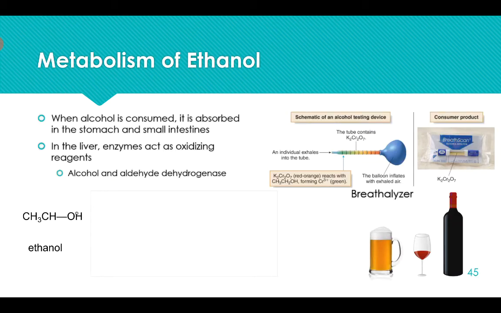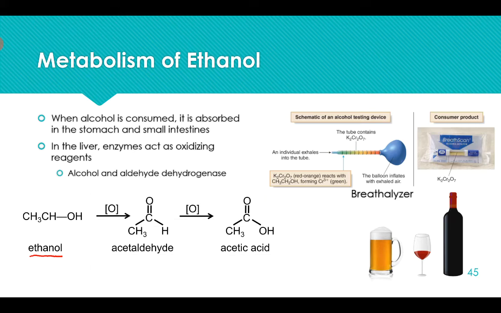This type of oxidation reaction is very important for our metabolism reactions. When we consume alcohol, we are consuming ethanol, which has this chemical structure. And then in the liver, we have enzymes that act as oxidizing agents. An alternative reaction that can happen when ethanol is oxidized is they can turn into acetaldehyde and then acetic acid. This is vinegar.